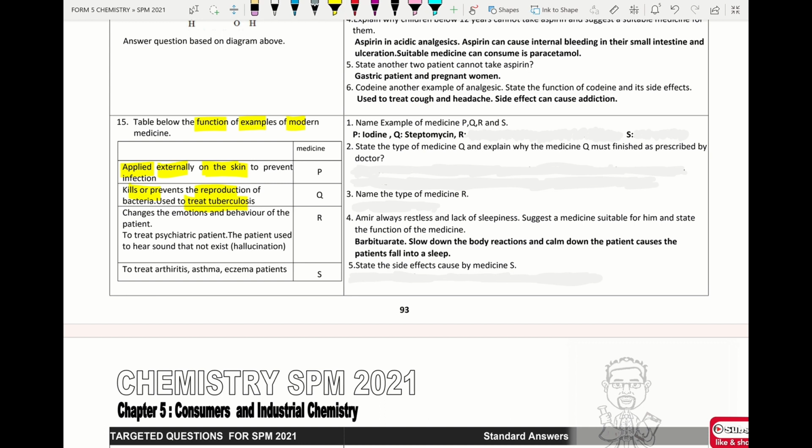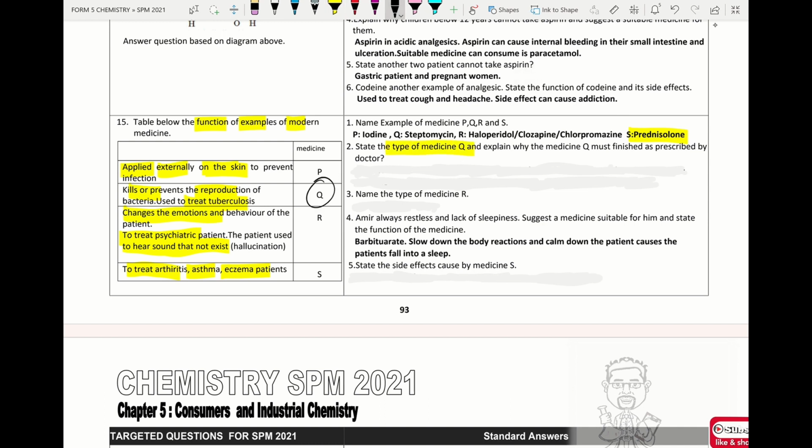All right, please remember. Used to treat emotional changes and behavior, used to treat psychiatric patients. The patient hears sounds and voices that do not exist, hallucination, that will be haloperidol, clozapine, or chlorpromazine. Used to treat arthritis, asthma, skin diseases, or skin problems, that will be under corticosteroid. And for this corticosteroid, an example, please remember prednisolone.